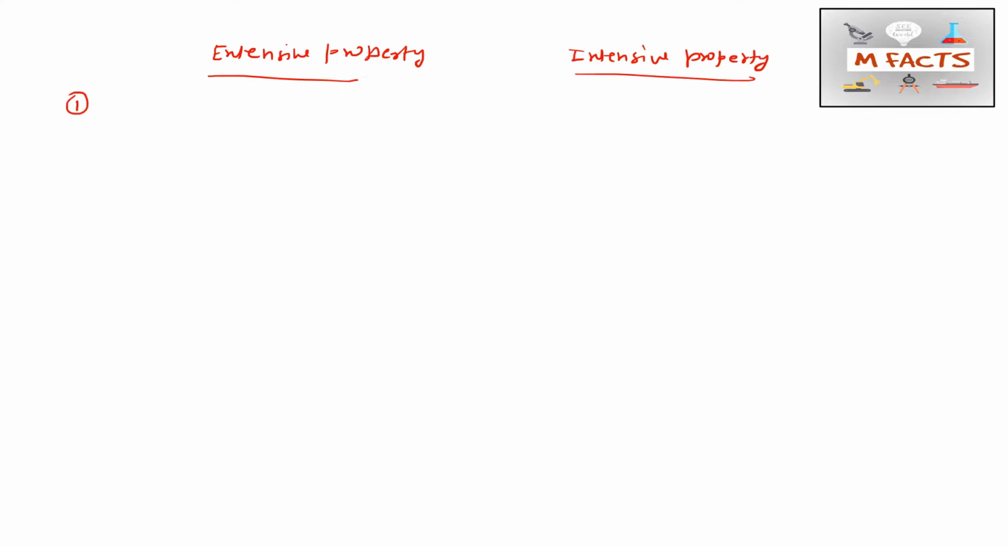Here we can write: extensive properties are those properties which depend on the mass of the system. Mass, or in some books you will find matter, or you can say the size of the system. These are the three terms used for extensive property. So extensive properties are those which depend on the mass, matter or size of the system.